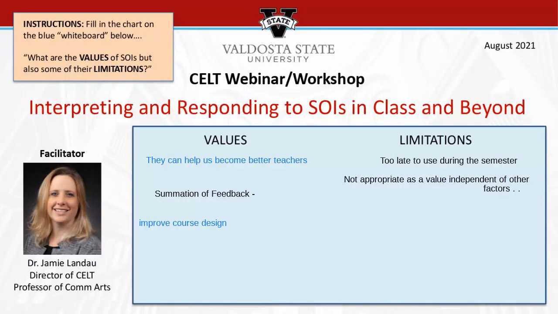Good. So I hear someone writing that these SOIs as a singular factor or type of evidence may be a little limited and flawed, right? That they need to be used in combination with or in comparison to other kinds of student feedback. Yeah, we're going to talk about that. Someone says you can use SOIs to improve course design. Yeah, someone says SOIs can help us, maybe not even with the content of our course, but the flow in our organization. Good.